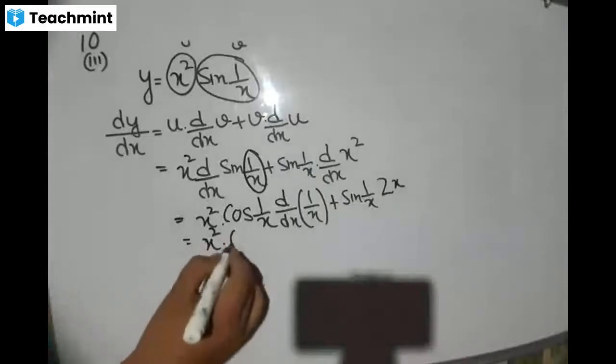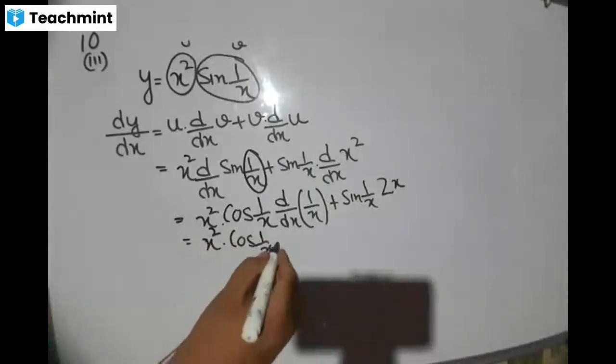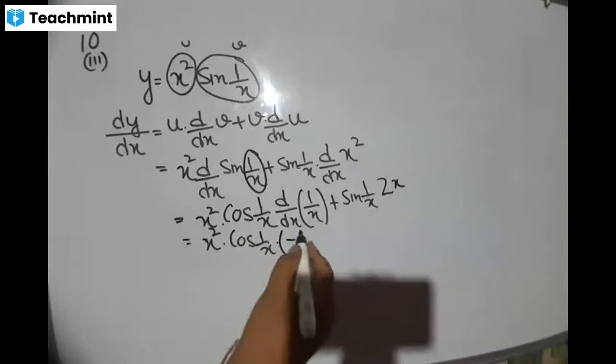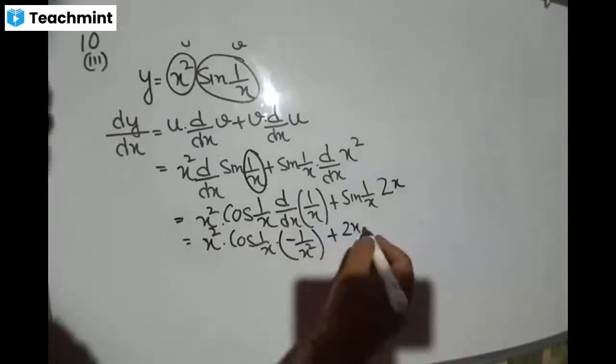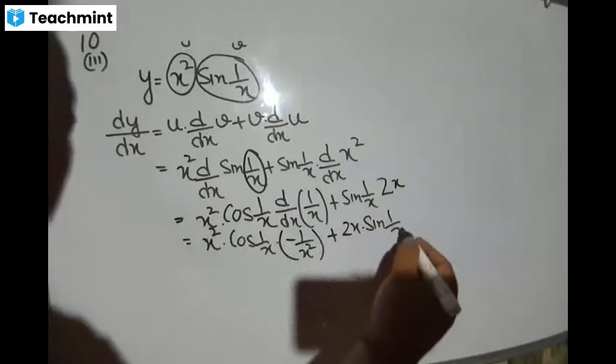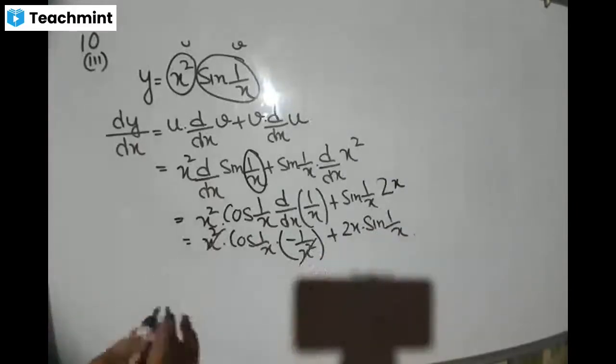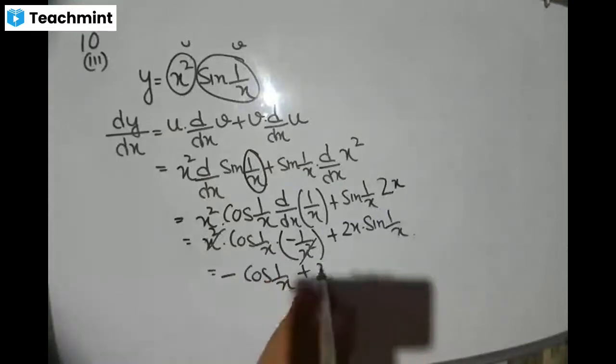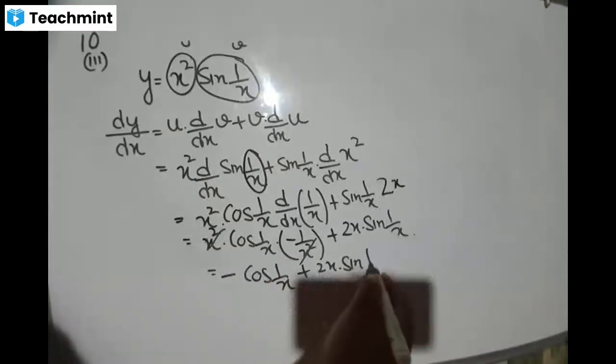So what do you get? x square cos 1 by x, and you know the derivative of 1 by x, particular case number 3, which is derivative of 1 by x is nothing but minus 1 by x square. If you don't know this, please go through the formula which I had done in yesterday's online class. So x square and x square get cancelled, so your answer is minus cos 1 by x plus 2x into sine 1 by x. This is the simplified value of the given function.